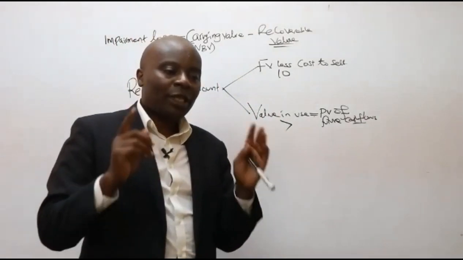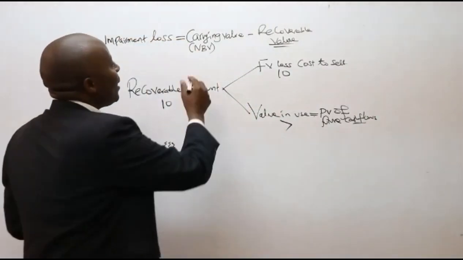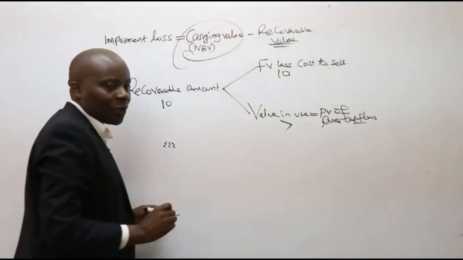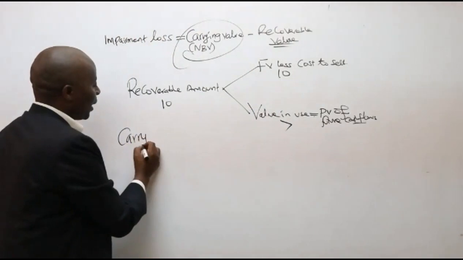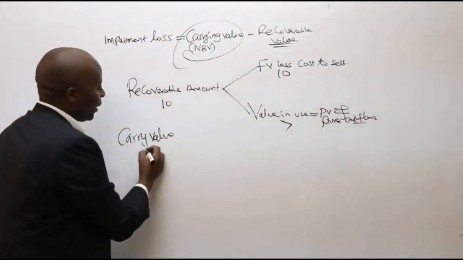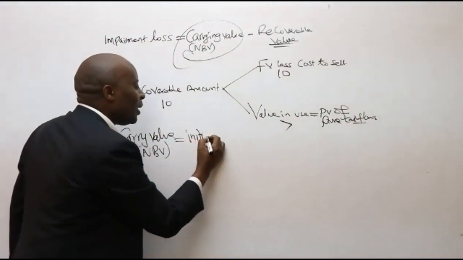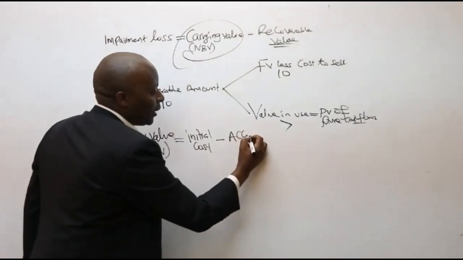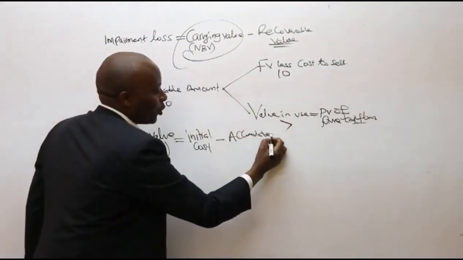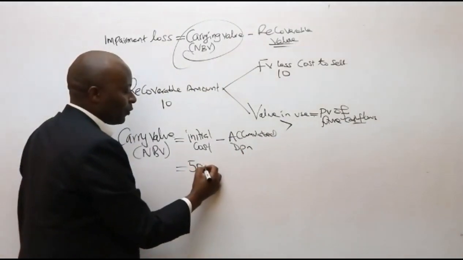Great. So then the very first thing that I would want to do is to get the carrying value of this asset. And how do we get the carrying value? Remember, the carrying value is the net book value. And to get this net book value, we normally take the initial cost minus the accumulated depreciation. So the initial cost, this machine cost us 50,000.